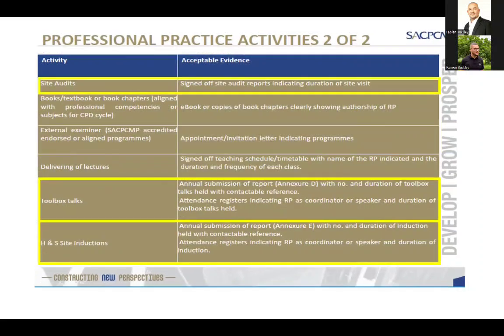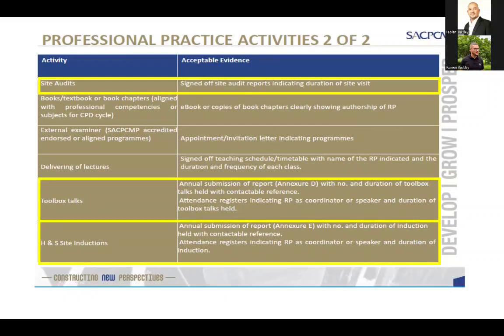Going on to professional practice, continuing on to page 2, we've got site audits as the next activity. Auditing is something that most construction health and safety officers, especially seniors, and then obviously construction health and safety managers have to perform on a monthly basis, either with your subcontractors or even with yourself internally as a company. You will have to audit your systems to make sure that they are compliant and your systems are up to date. The acceptable evidence is going to be signed off site audit reports indicating duration of site visits.